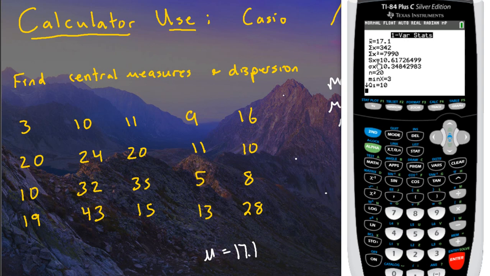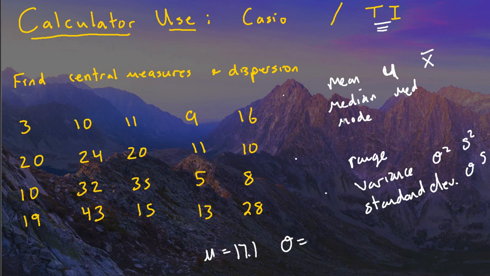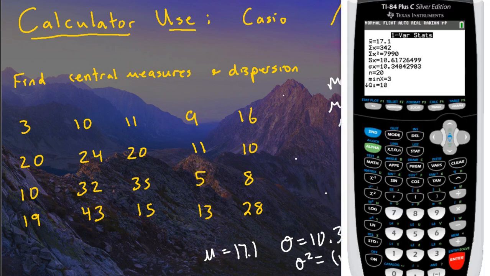So this little sx, that's our standard deviation if it was a sample. But we're mainly interested in this one, the 10.3. So our standard deviation is 10.3. Now, if we wanted our variance, we would square that. So our variance is 10.3 squared, whatever that happens to be.